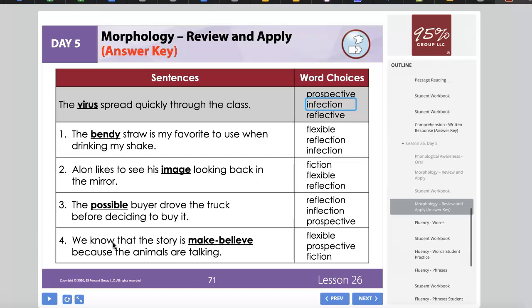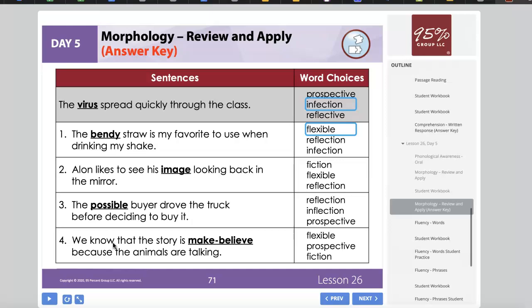Number 1 says the bendy straw is my favorite to use when drinking my shake. So we've got flexible, reflection, infection. If you think flexible is the correct one, give me 1 finger. If you think reflection is the correct one, give me 2. Infection, 3. If you have up 1 finger, kiss your brain because you got it correct. All right, let's look at number 2.